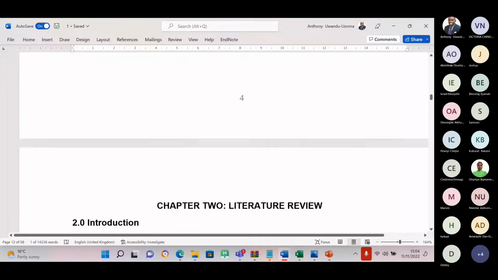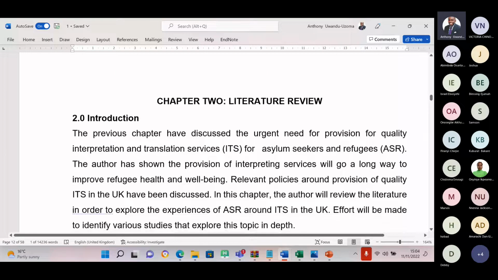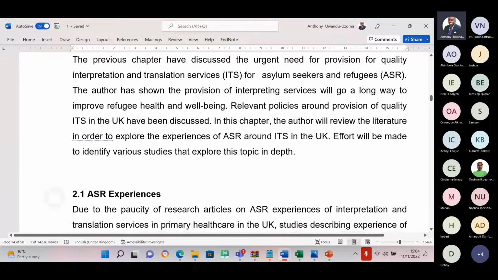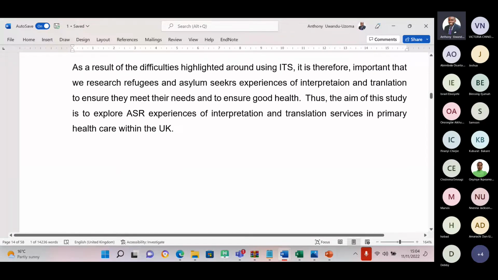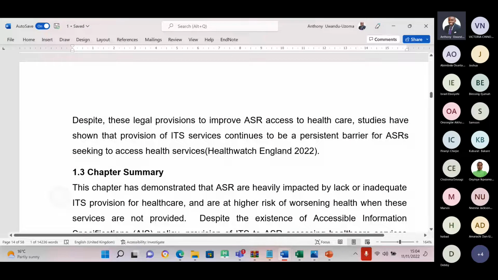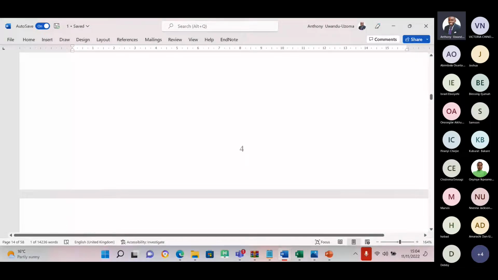Then if you now come to chapter 2, your chapter 2 is literature review. Sometimes they will say you do methodology first. I don't know what they're telling you now, but sometimes chapter 2 is literature review, sometimes it's methodology. No matter. Your literature review is different from background.